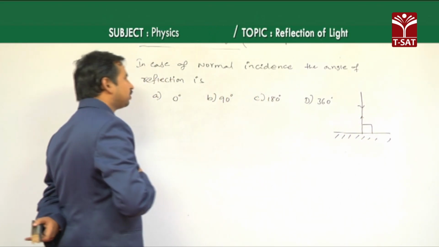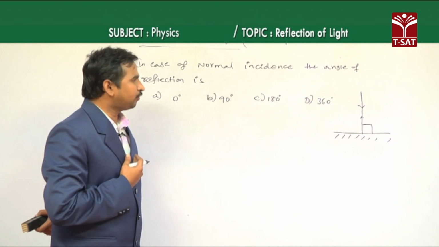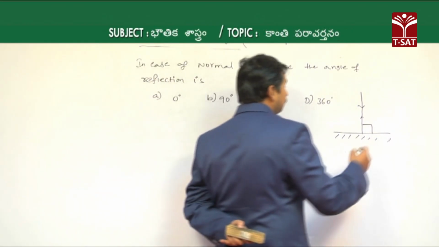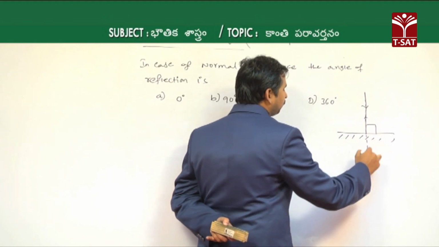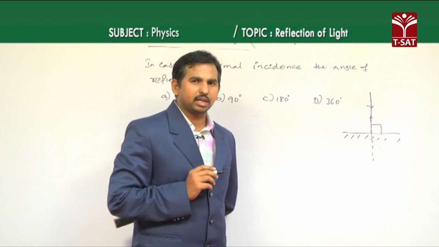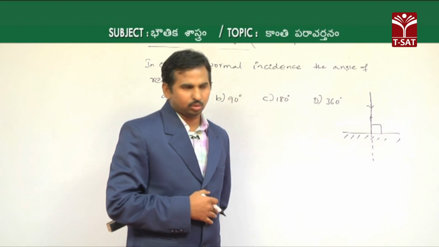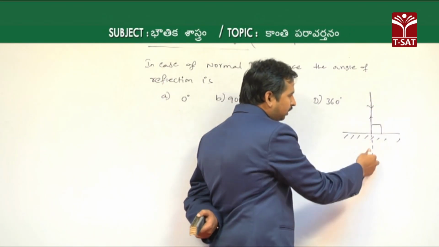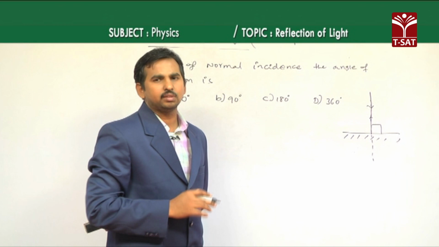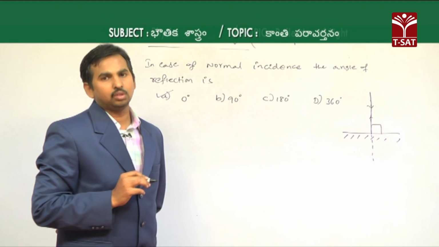Now, the question is, in case of this normal incidence, they are asking the angle of reflection. Angle of reflection is nothing but the angle between the normal and the reflected ray. As the reflected ray retraces back in the same path along the normal, the angle between them becomes 0, because that is going to be our normal and that is going to be our reflected ray also. So that is why the angle between them is 0 degrees.